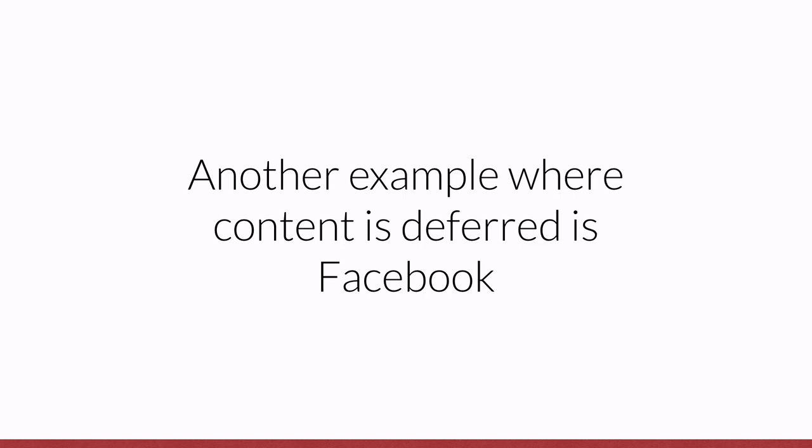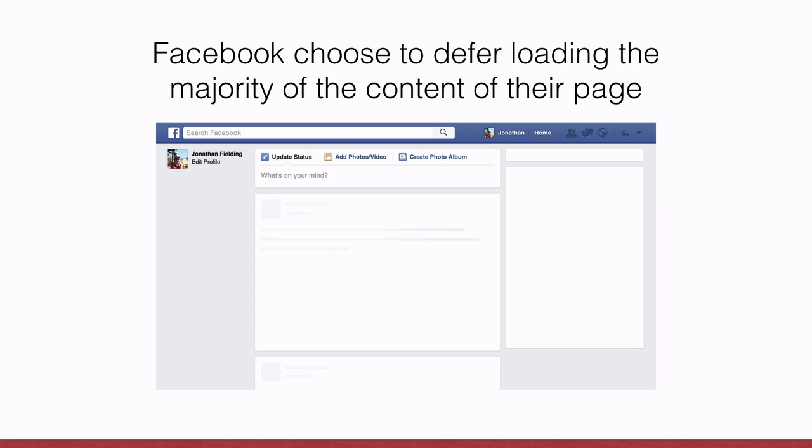Another example of where content is deferred is Facebook. Their site isn't responsive, but they do a really good job of rendering components as they think you need them. One of the first things that renders is the search box, so you can start searching Facebook and finding content. They also prioritize rendering the posting box, because as they require you to post stuff to exist, they give you the opportunity to do so as fast as possible. And in doing this, the user's perception is that the page is interactable a lot quicker.